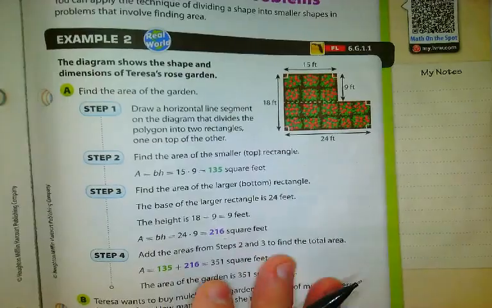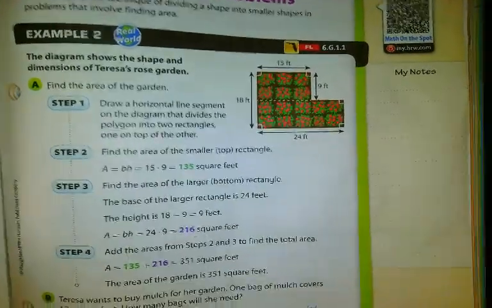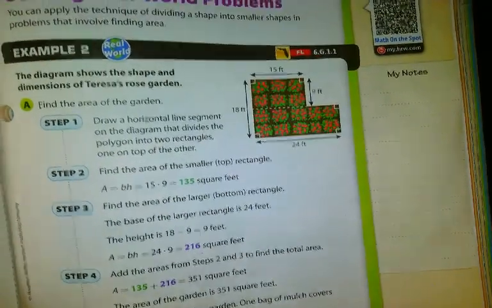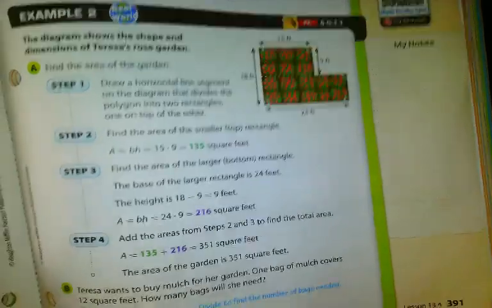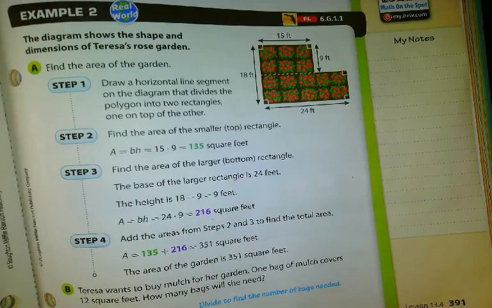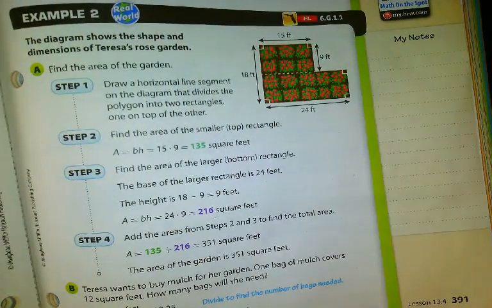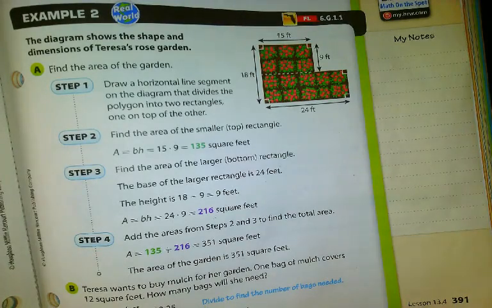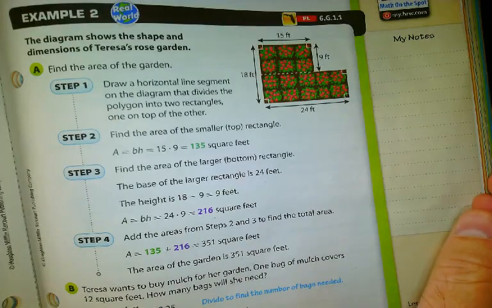So now we have some real world problems. This one's another example. Okay? And it says, let's see. The diagram shows the shape and dimensions of Teresa's rose garden. Find the area of the garden. Okay, so we look at this, and this is a simple one still, but we're looking at rose gardens instead of just a parallelogram or a polygon.